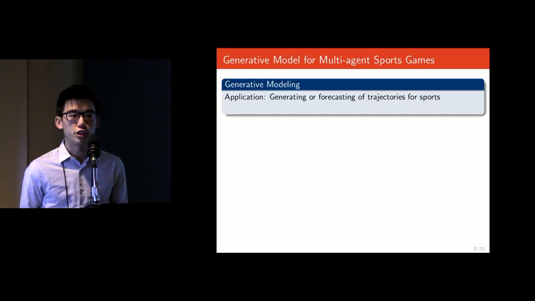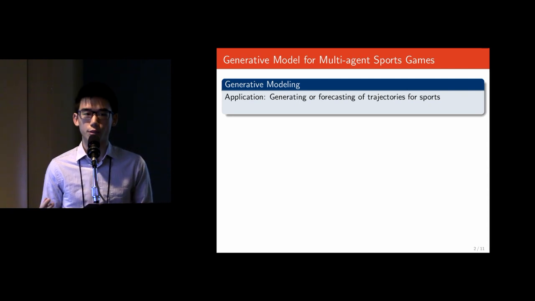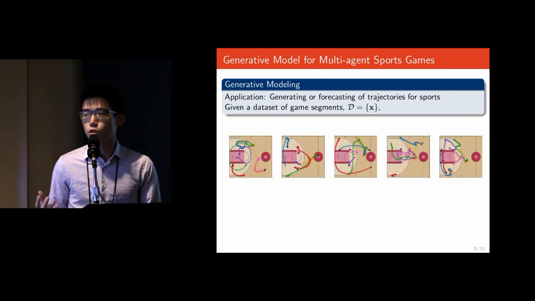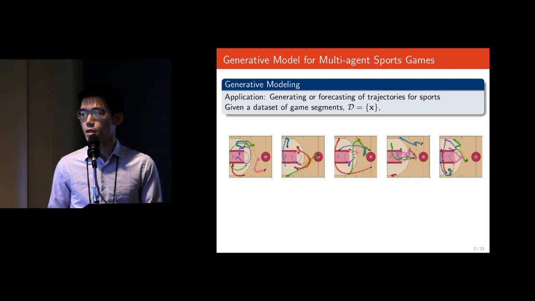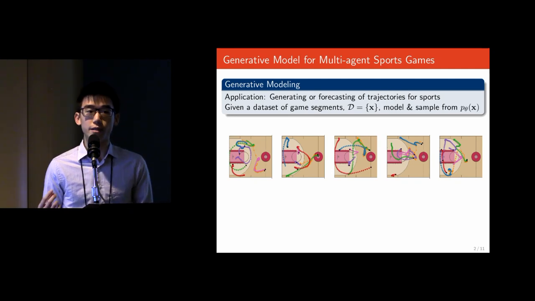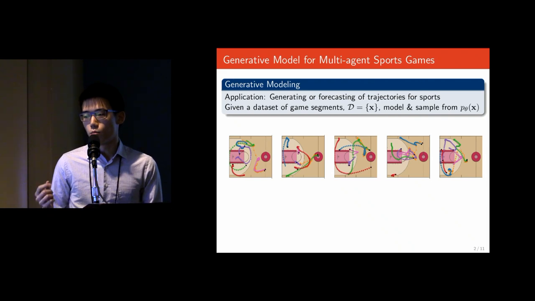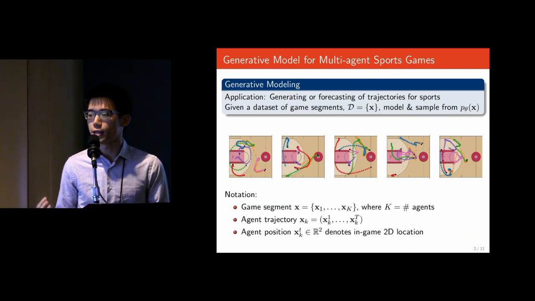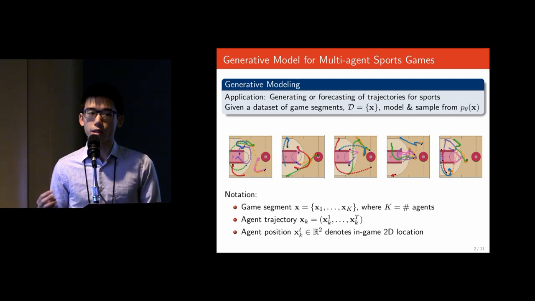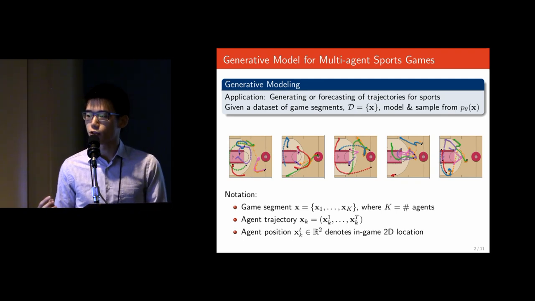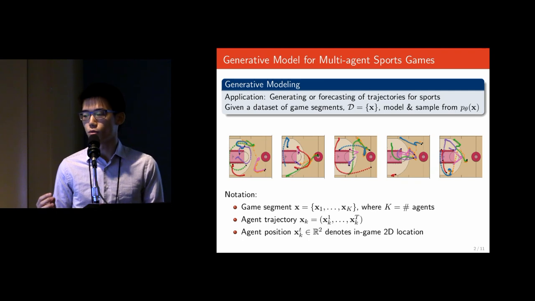We're interested in generating and forecasting trajectories for sports games. To model sports games, we're given a data set of game segments, such as the one shown below. The goal is to model and sample from P theta of x. More formally, we denote a game segment as an unordered set of agent trajectories, x sub k, where k is the number of agents. An agent trajectory is an ordered tuple of 2D agent positions, x sub kt, which is in R2.